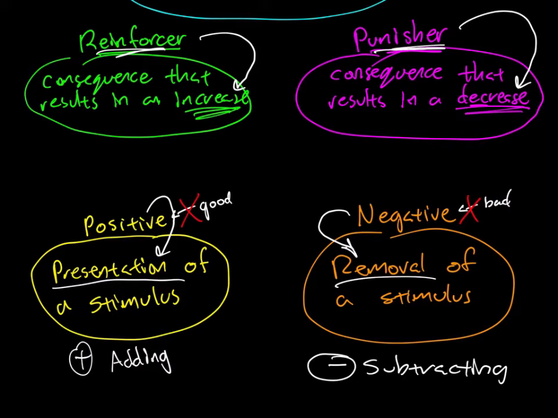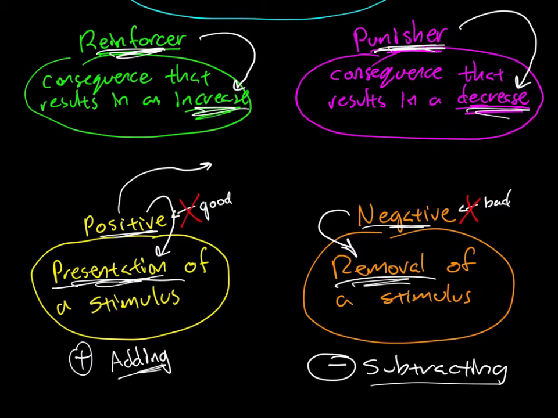So again, I think it's very important to get these particular associations, all four of these down, really solidly. Thinking of reinforcers as meaning an increase in a behavior, punisher meaning something that leads to a decrease in the behavior, the term positive meaning presentation or addition of a stimulus, and negative meaning removal or subtraction of a stimulus. And the reason it's so important to get those down solidly is because what we're going to see next is we can actually take these terms, and we can start to combine them.